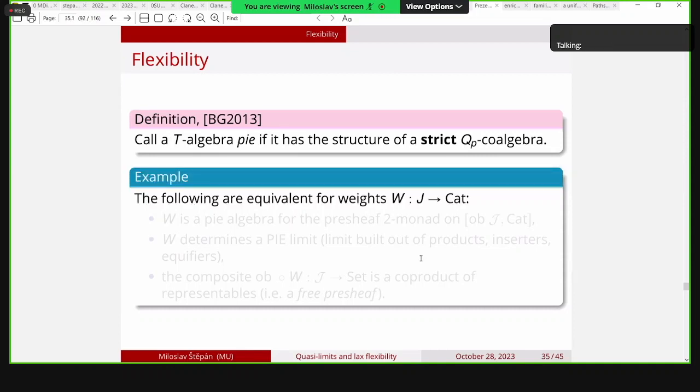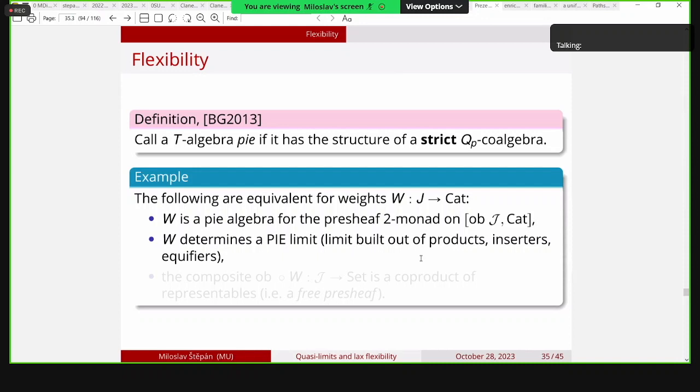And I have some examples that are known. For example, if you consider weights, so 2-functors from some 2-category J to Cat, or 1-category, I think, I'm not sure. So W is a pie algebra for the presheaf 2-monad on Cat to the power of objects of J if the following are equivalent. It's a pie algebra if and only if it determines a pie limit, so a limit built out of products, inserters, and equifiers. And the third equivalent condition is that if you post-compose it with the functor that sends a category to its set of objects, then this is a coproduct of representables. In other words, a free presheaf.